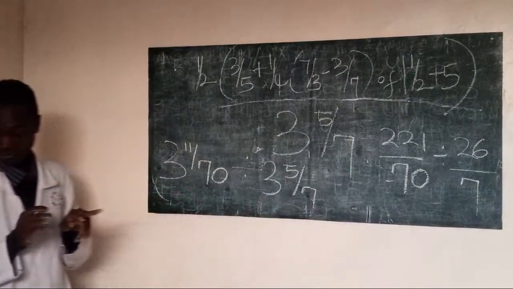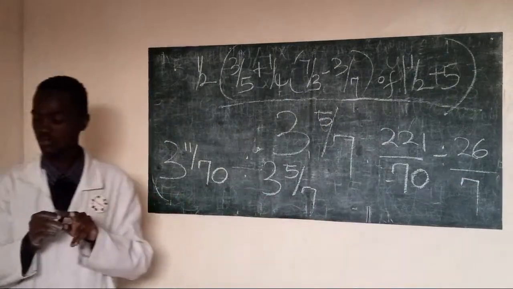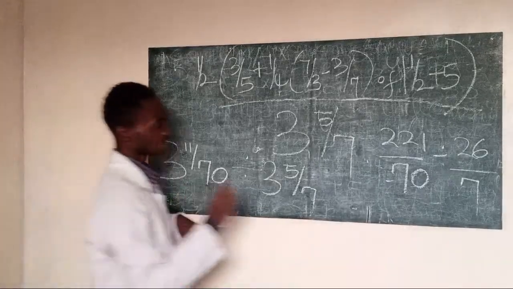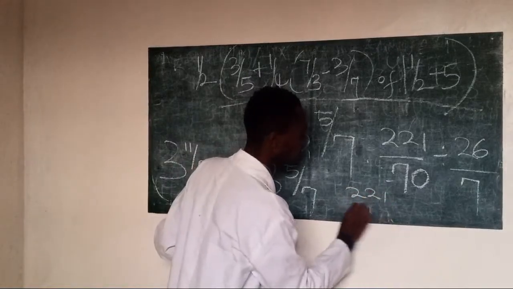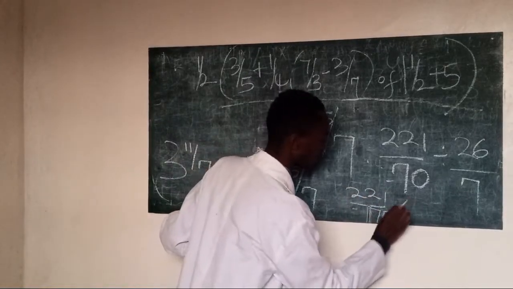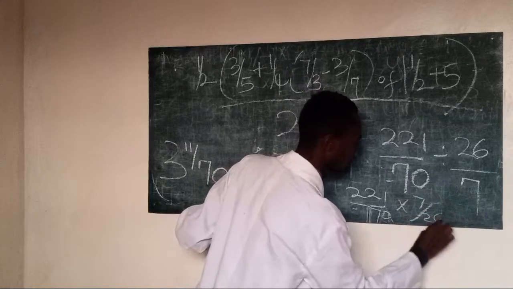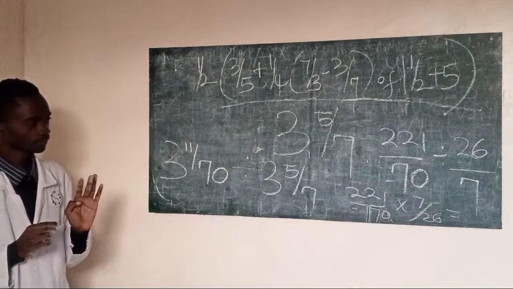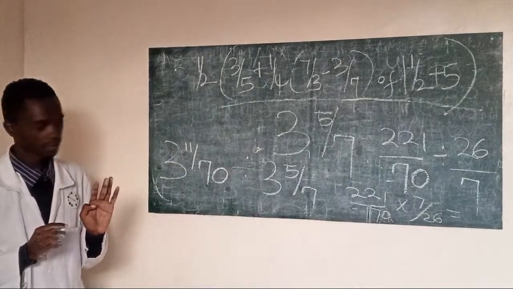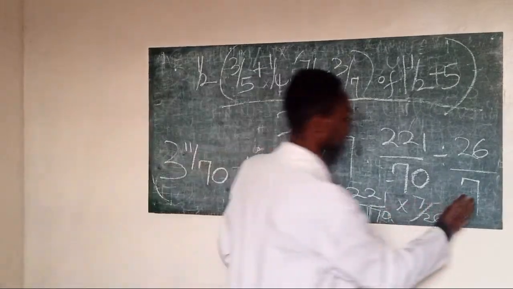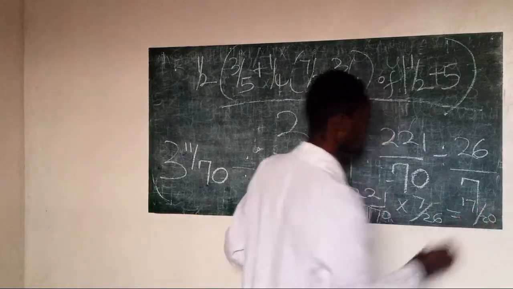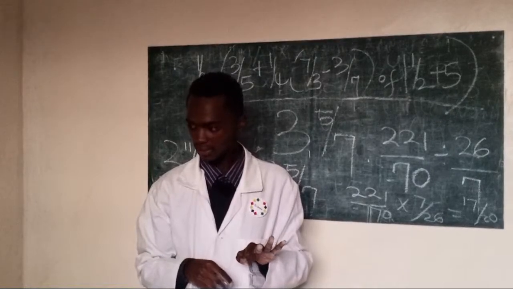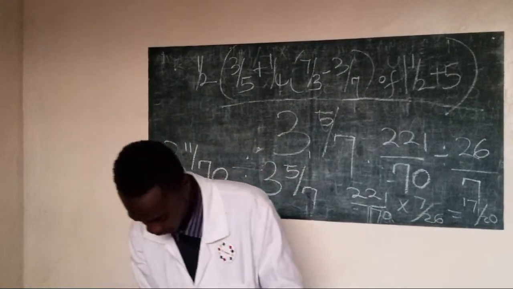Again, I cannot solve it when it is like that. I introduce a multiplication sign, but now I reciprocate to become 221 all over 70 times 7 all over 26. If you give me the answer, you can work out that. 17 over 20. 17 over 20. Kila mtu amepata? Haya.